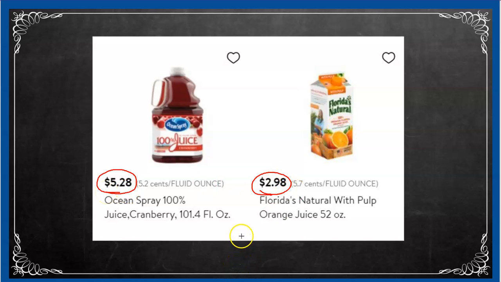But what you will see a lot of times on grocery store ads when you're shopping is you will see the unit rate. The unit rate for these 2 different bottles of juice is right here, 5.2 cents per fluid ounce. So per ounce is the unit rate we get on this. And over here, it's 5.7 cents per fluid ounce. Well, why in the world are they different unit rates? And why is it that the cranberry is less than the orange?